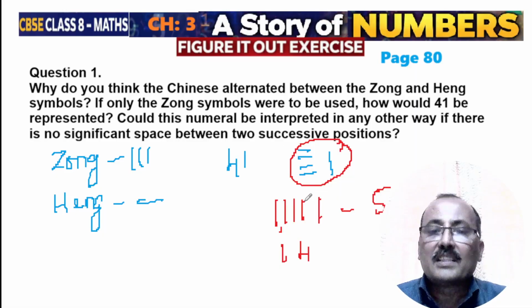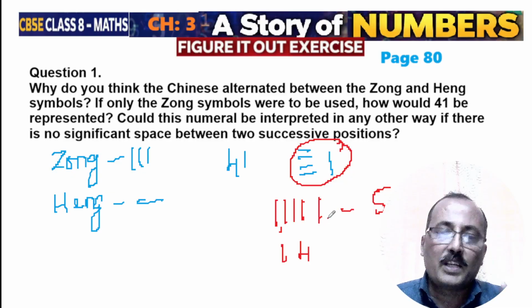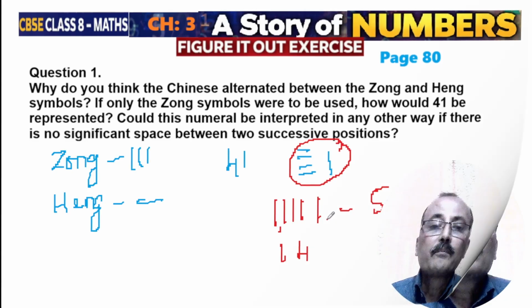Alternately, they change the position to know that there is a number. That means this is the units place, tens place, hundreds place, thousands place, and like that it goes on.